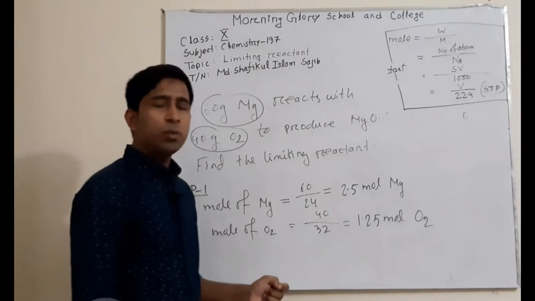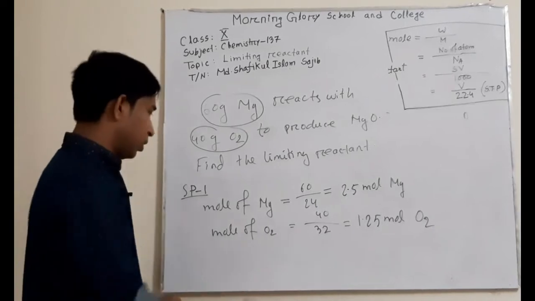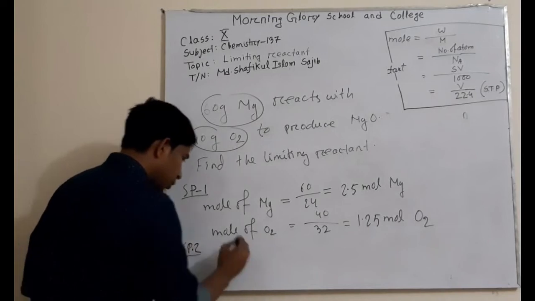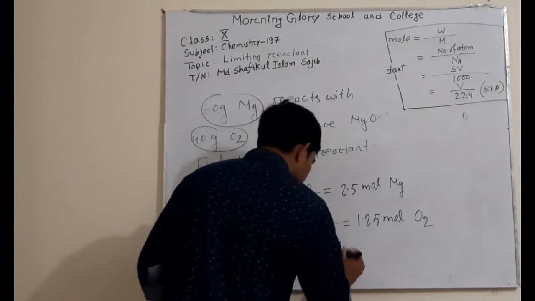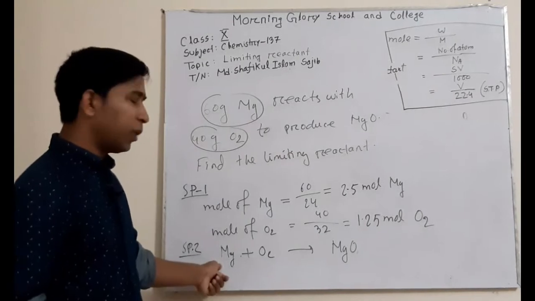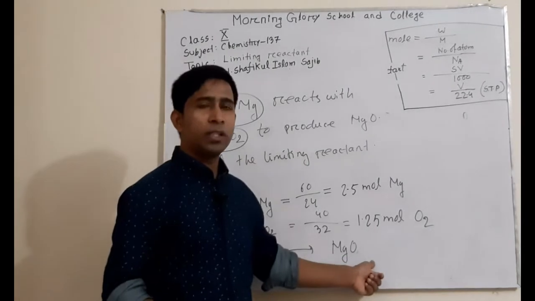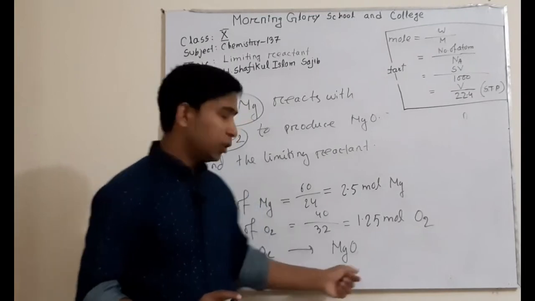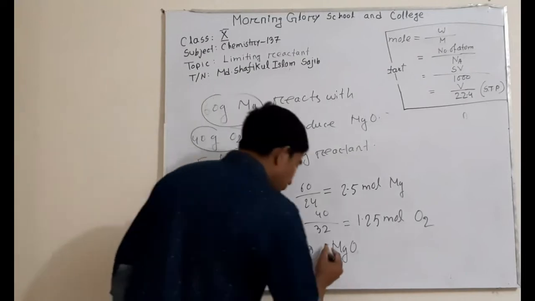Now second step, I have to write down the balanced chemical reaction between magnesium and oxygen. Now let's see. Step 2, magnesium reacts with oxygen, produces magnesium oxide. You can see there is one magnesium, there is one magnesium. Okay, there is two magnesium, there is one magnesium. There is two oxygen, there is one oxygen. So oxygen is not balanced. So you can write here half, then it will be one oxygen, but normally we do not write half, we multiply it by 2.